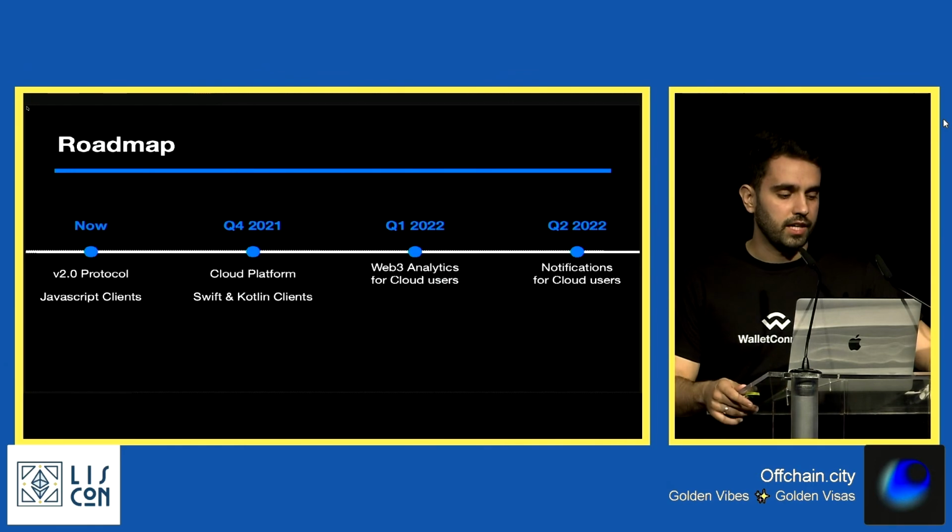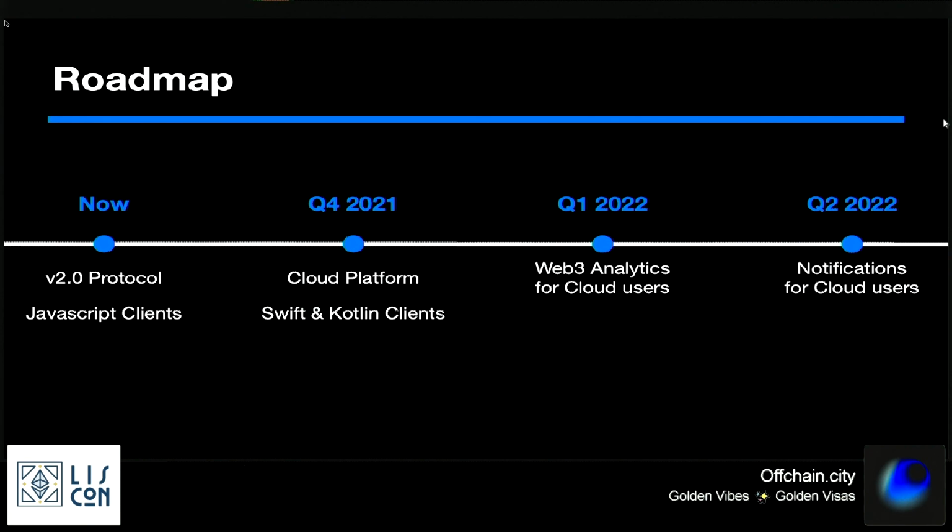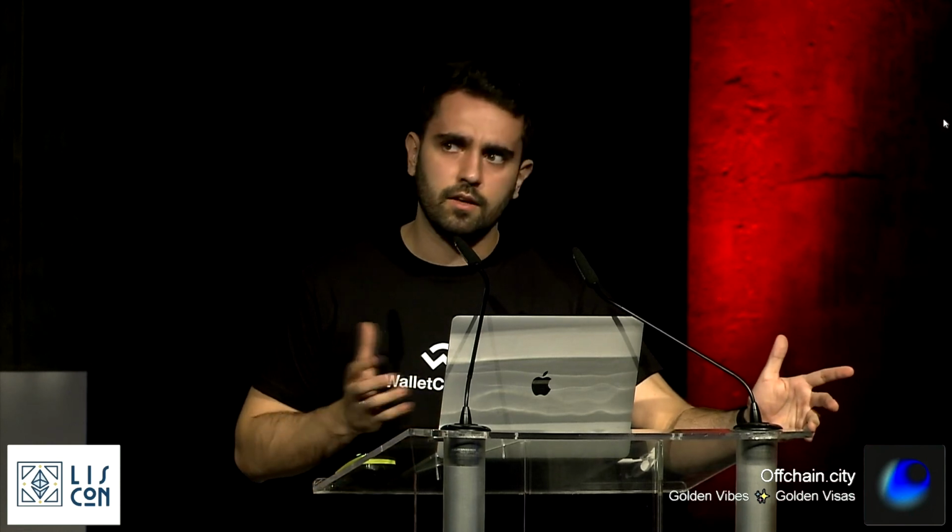So what do we look forward to from WalletConnect? As I mentioned, we have the version 2 protocol, the cloud platform, JavaScript clients, Swift and Kotlin clients, and we want in the future to allow people to actually build Web3 analytics for their cloud users. So you can monitor the usage of your own applications and have a better understanding of your own users, of how they actually use your applications. And on top of that, we want to build notifications. Notifications that allow your dApp to connect to the wallet and have a much more interactive communication with your users on their wallets.